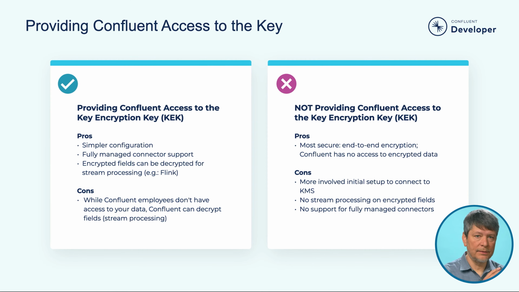Option 2 is not providing Confluent access to the key encryption key. This is the most secure option. End-to-end encryption ensures that even Confluent cannot decrypt your data. However, this means that there are trade-offs. 1, a more complex initial setup. 2, no support for stream processing on encrypted fields. And 3, no access to fully managed connectors.